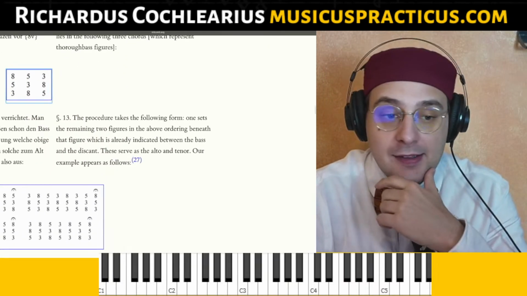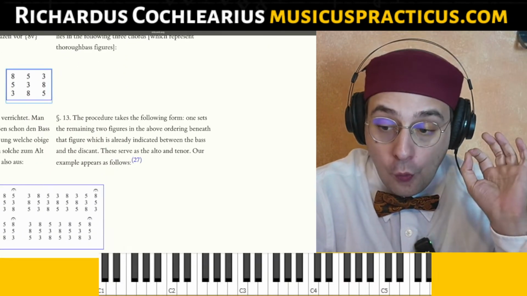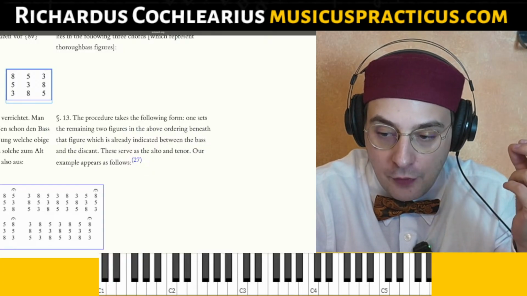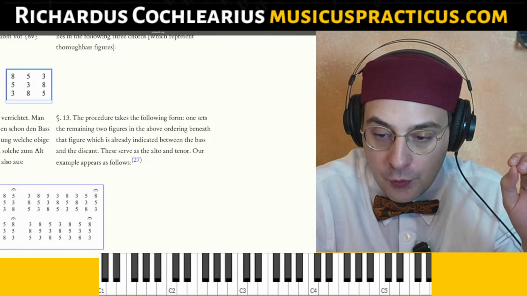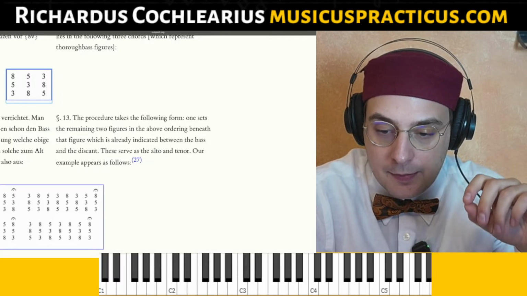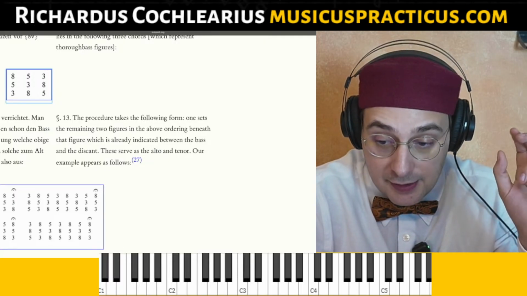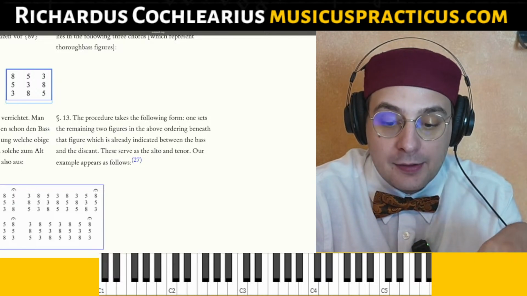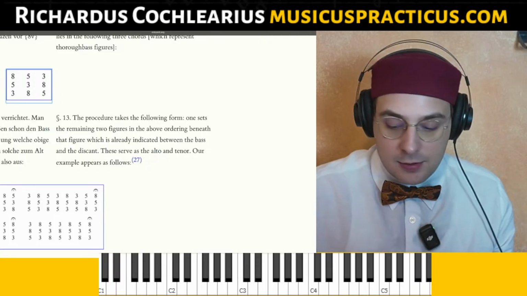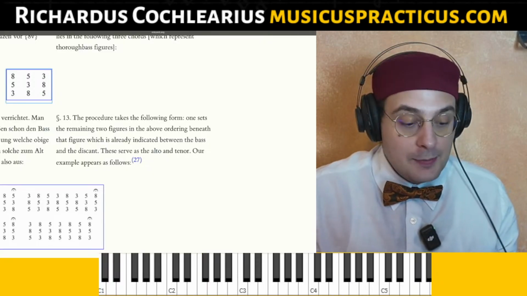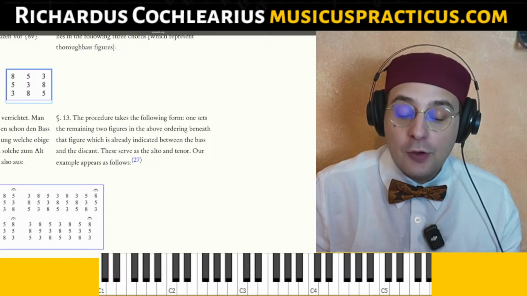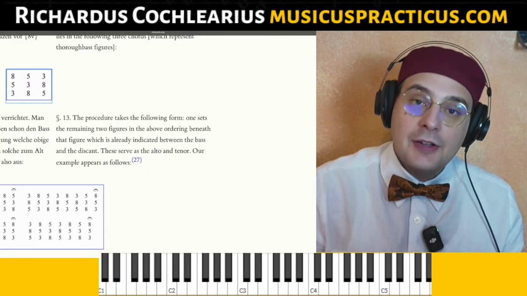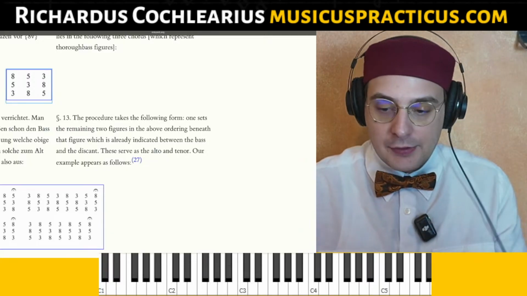The procedure takes the following form. One sets the remaining two figures in the above ordering beneath that figure which is already indicated between the bass and the discant. These serve as the alto and tenor. Our example appears as follows. So basically, if we have the octave between the bass and the soprano, we add the 3 and the 5. If we have the fifth, we add the 3 and the octave, in order to have a complete 3-5-8 harmony.